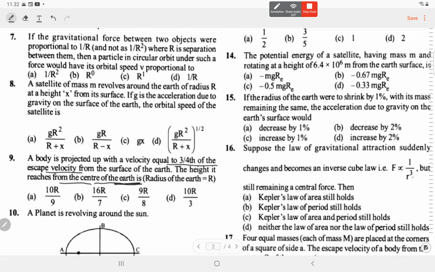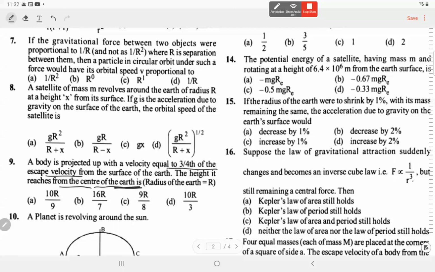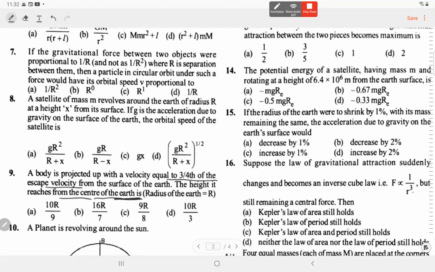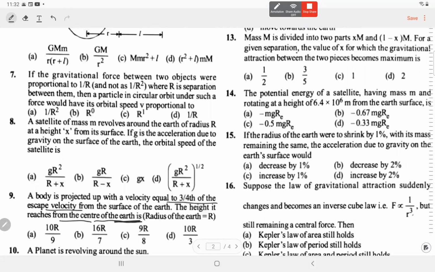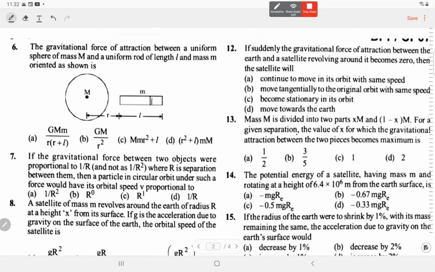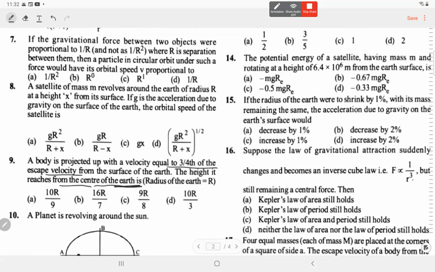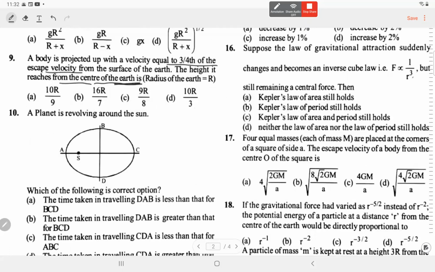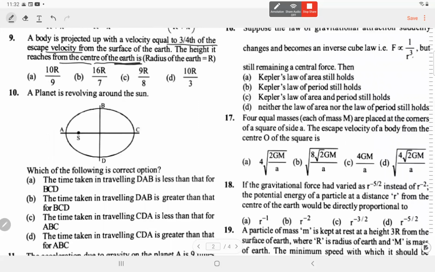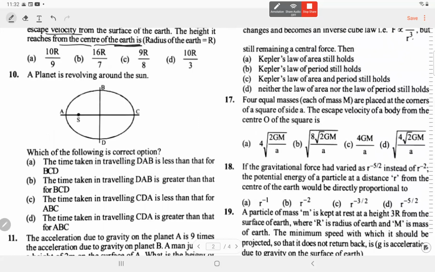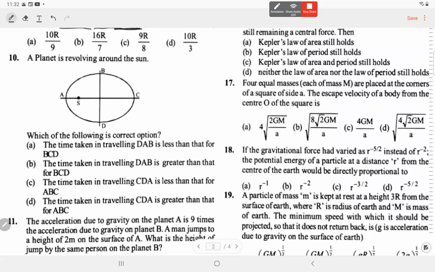Correct. Okay, this is the question where we have to consider a point mass, calculate the point mass force and then integrate. Very nice. The satellite questions we will do tomorrow. The satellite questions aside, the rest we have done, so we can try all the questions from here.